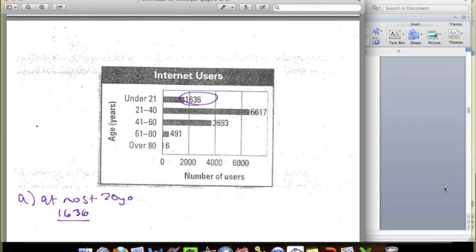Divided by what? What would I do to figure out what to divide this by? Add up all of the people who were surveyed. So 1636 plus 6617 plus 3693 plus 491 plus 6 gives 12,443 people were surveyed.